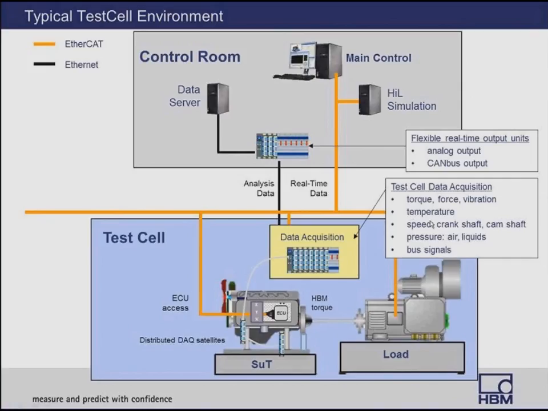Inside the test cell, the various applications, depending on what you're working on, could include sensors like torque, force, vibration, temperature, crankshaft, camshaft speed, pressure of air and liquids, and various bus signals. On the data acquisition system that's in the control room, typically this carries analysis data to a data server, and it has various flexible analog outputs, CAN bus outputs that are available to the rest of the other applications, and these do not need to be on a real-time bus. So I've used two different colors here for the same reason.